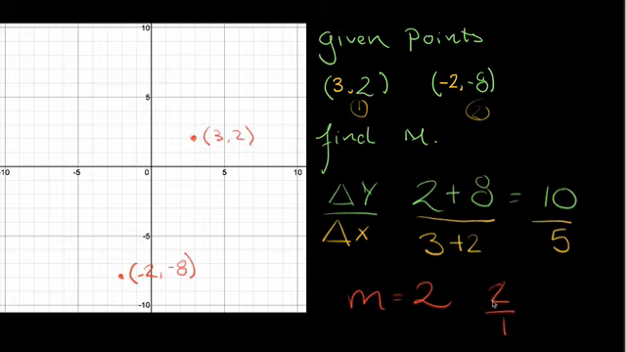So our change in y would be 2 and our change in x would be 1. So up 2 over 1, that would be another point on our line. Up 2 over 1, another point. Up 2 over 1, another point. Change y by 2, change x by 1, that's another point. Change y by 2, change x by 1, and there it is. That's our other point that we were given.